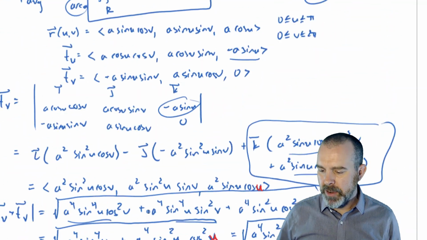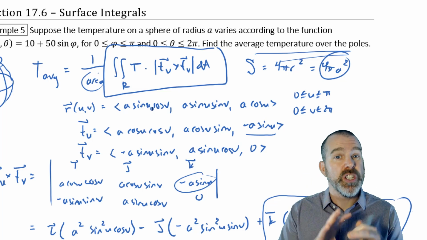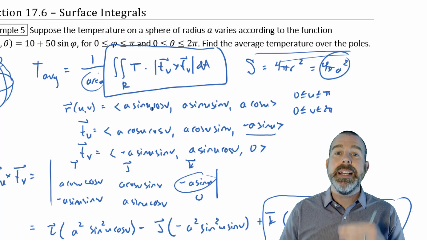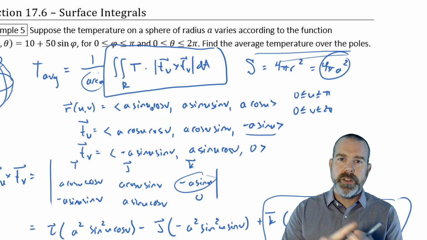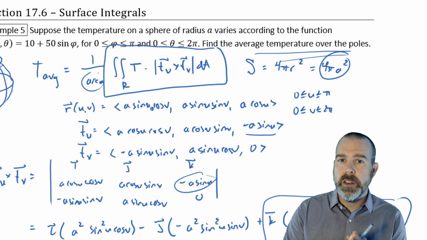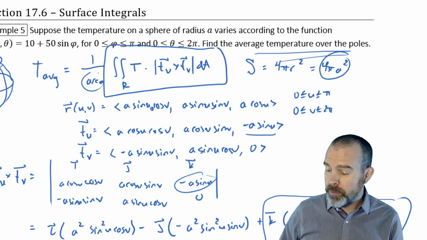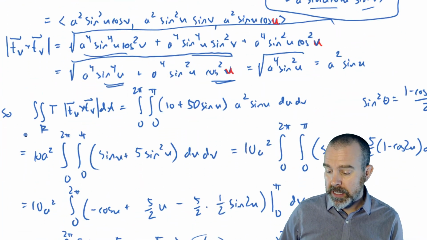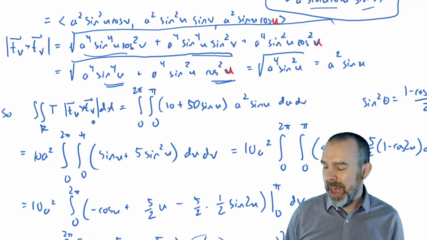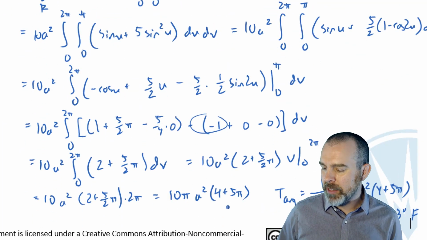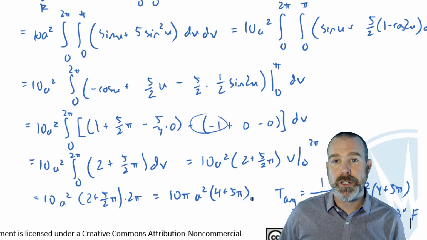We were finding the average temperature, which we said was basically the total temperature, the surface integral of the temperature, divided by the surface area. So to get that surface integral, we needed to parameterize the surface, find tangent vectors in the direction of both parameters, find the cross product of those, find the magnitude of that cross product, then integrate our function times that cross product, and that got us this total at the end of 10 pi a squared times 4 plus 5 pi. Divide that by the surface area to get the average temperature.